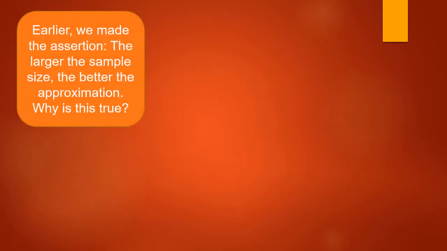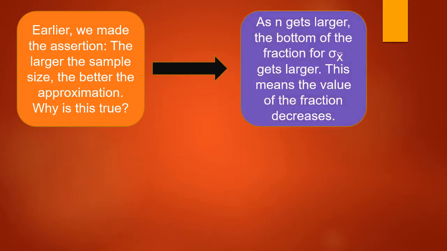So, earlier, we made the assertion that the larger the sample size, the better the approximation. Why is this true? It has to do with what I was just talking about with the standard deviation. As n gets larger, the bottom of the fraction for sigma of x bar gets larger. This means the value of the fraction decreases. The bigger the number on the bottom of a fraction is, the smaller the value of the fraction is. So remember, this fraction represents the standard deviation for that sampling distribution of sample means. And so the bigger the sample, the smaller that standard deviation is.